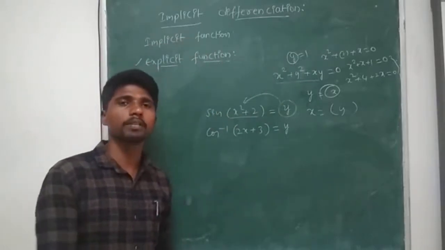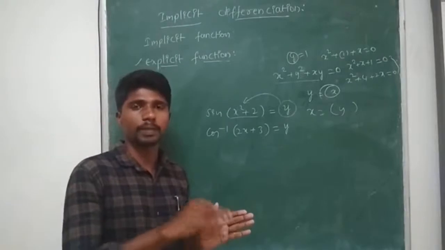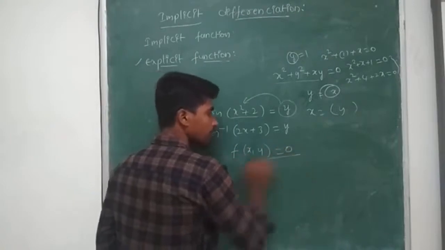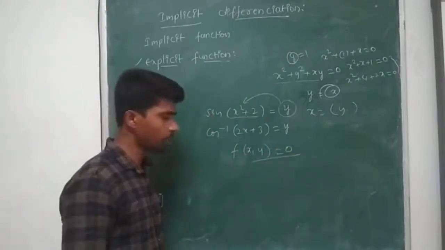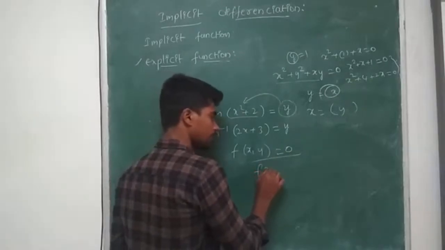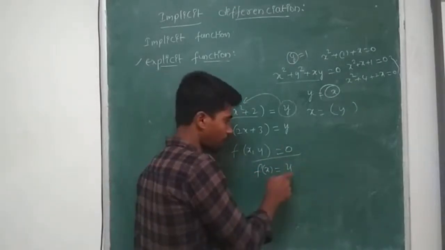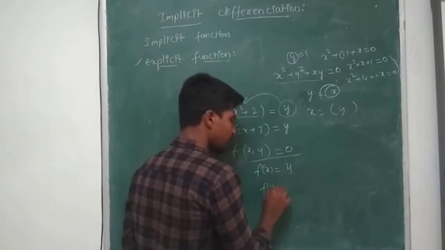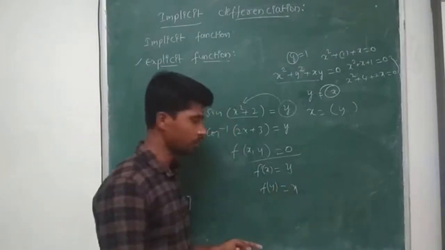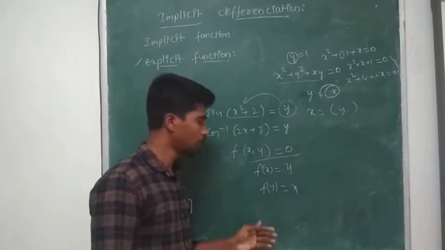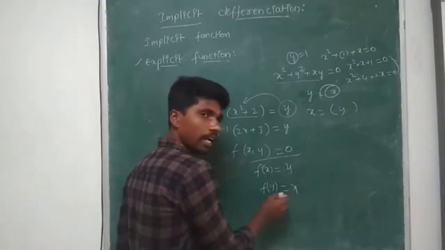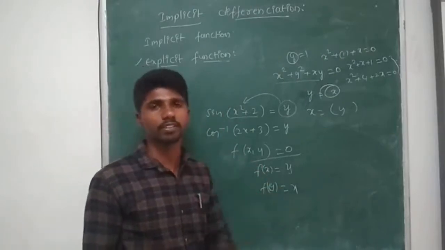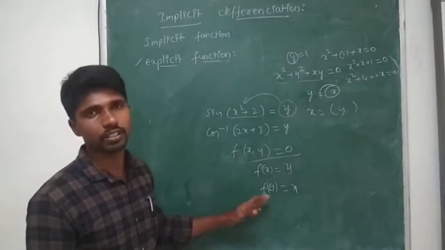Finally, what do you mean by implicit function? One variable cannot be expressed as another variable. Say f of x comma y is an equation. We are not able to express y as a function in terms of x, or x as a function in terms of y. We are failing in this. We are going to see the differentiation of those types of functions.